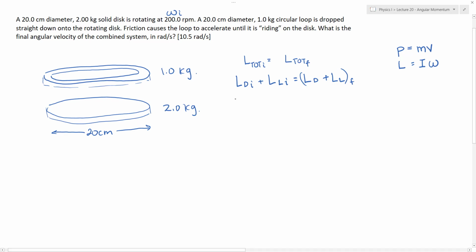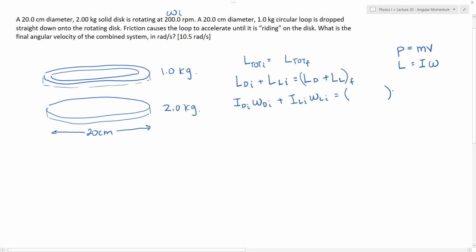So instead of angular momentum, I'm going to write I of the disk initially times omega of the disk initially, plus I of the loop initially times omega of the loop initially, is equal to, now they're stuck together. Just like with linear momentum, when you have an inelastic collision and the two objects stick together, their velocity has to be equal because they're stuck together. They're acting as though they're just one object. Well, same with this system. The loop is on top of the disk and they're now going to be moving together.